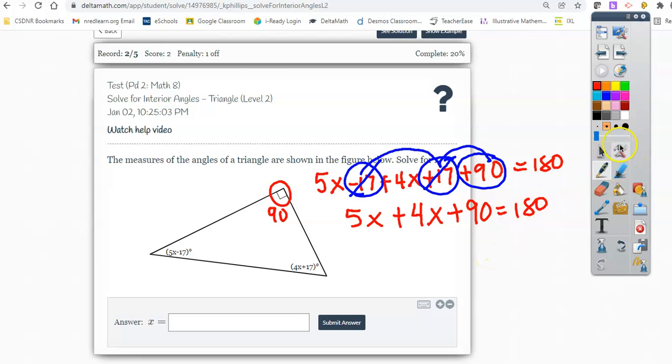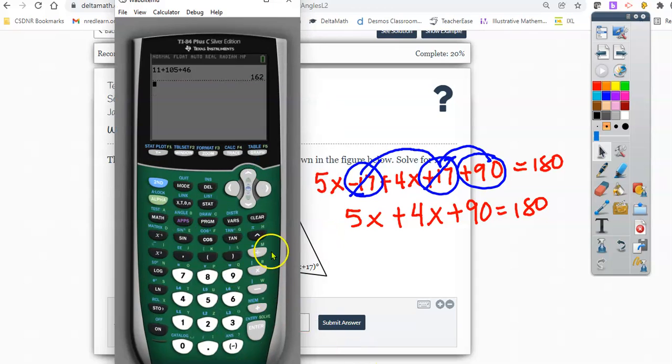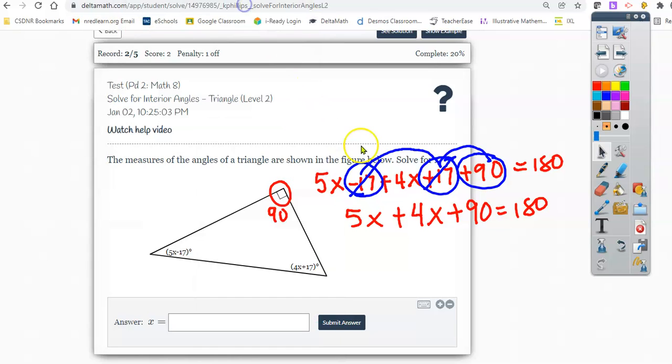But if you're not sure, you simply open your calculator, you type in negative 17 plus 17 plus 90. Type it exactly like that. Now you'll notice here I have 2 letter x's. So these two are what we call like terms, and they can be added together.